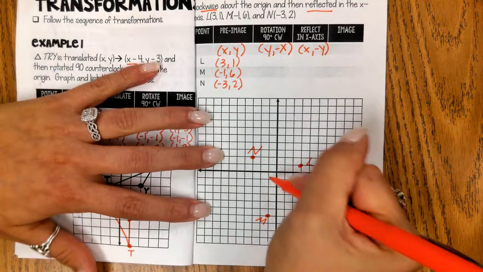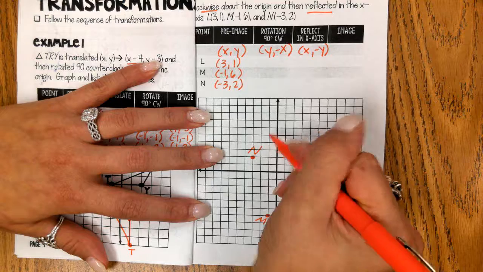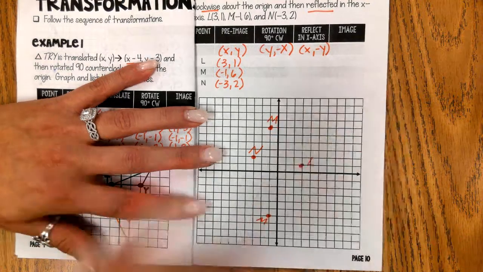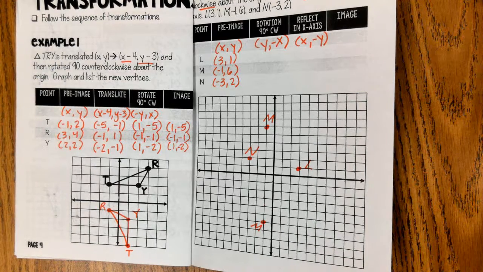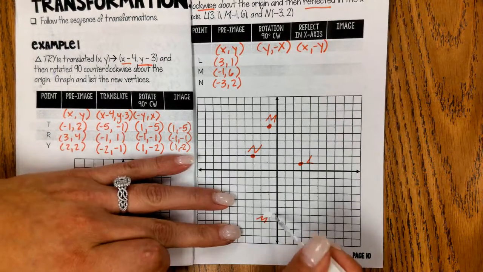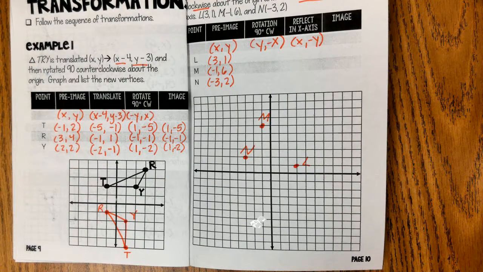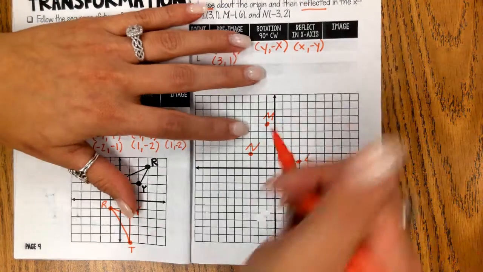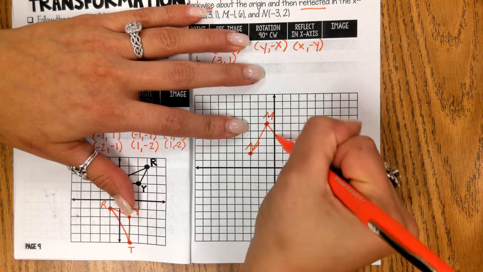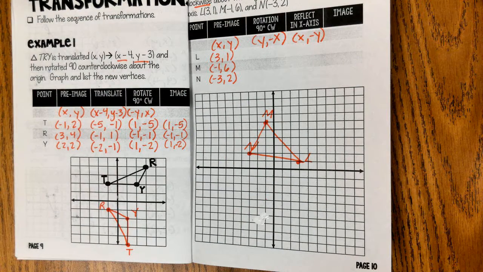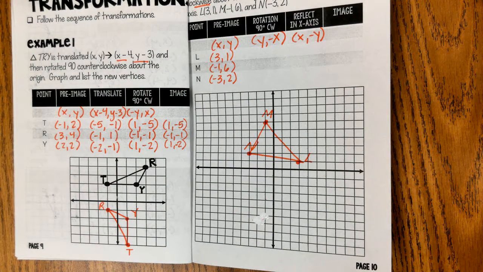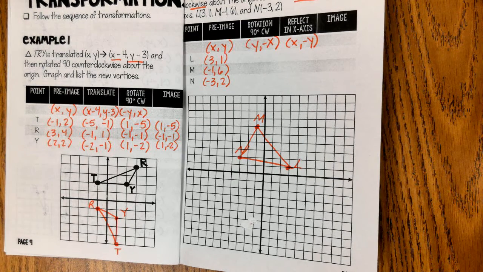Oh, I did that wrong. This should be 1, 2, 3, 4, 5, 6. Sorry, this is point M. I'll write out that bottom part. My mistake. Disregard that point. Okay, so go ahead and connect your points for the first figure. Okay, so we have our triangle LMN.